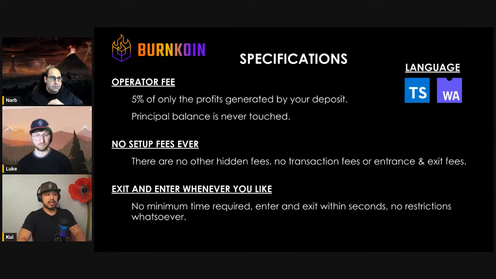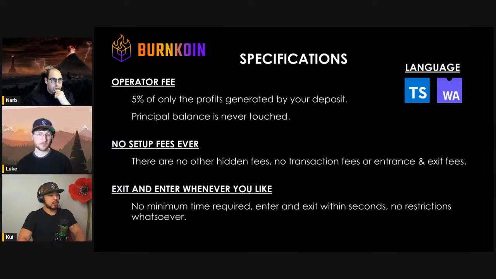It's written in TypeScript, and then pushed to a WebAssembly virtual machine. And for us, there's no setup fees. I know that there's some chains out there that require a minimum amount of tokens for you to enter. And if you exit the pool, they charge you another fee. We don't have any of that stuff. There's no hidden fees. There's no transaction fees, no entrance or exit fees. You only pay 5% on your share of the profits.